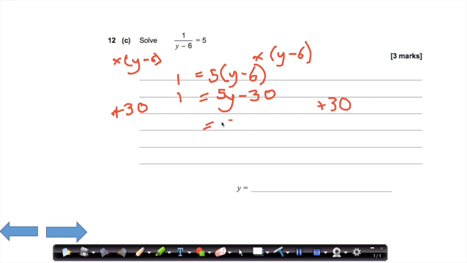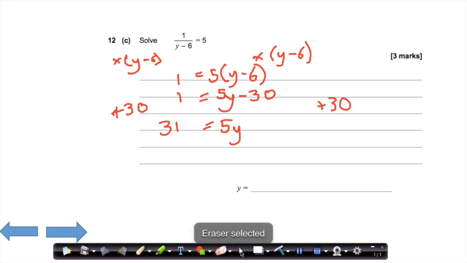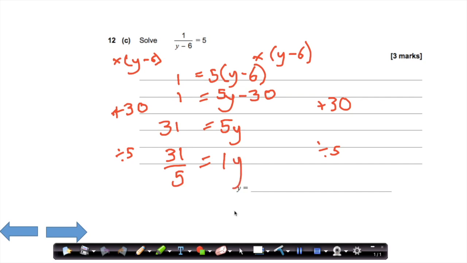So we're left with, on this side, just 5y. 5y minus 30 plus 30, just 5y. 1 plus 30, 31. And now we're one step away. If we have 5y, 5 lots of y equals 31, we will divide by 5. Divide by the number attached to the letter, and so we'll leave it in fraction form. 31 over 5 equals 5 divided by 5, which is 1y, or just y. So your answer, y equals 31 over 5.